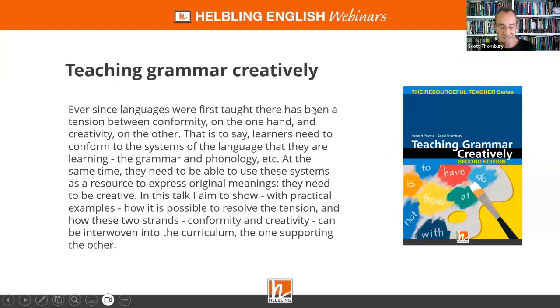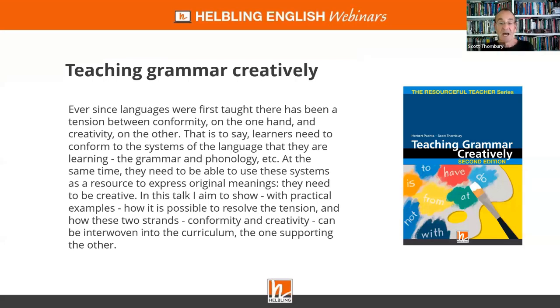My topic is the title of the book, which you see there illustrated, just in case you need convincing that there is a book. There's a book called Teaching Grammar Creatively, and I am going to talk about some of the ideas in the book related to creativity and also to demonstrate some of the activities. And that will involve your help. So keep your chat window fingers ready, because I'll be asking you to do some of the work for me.